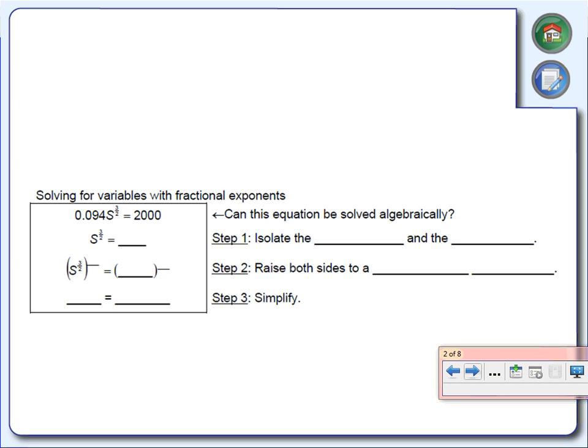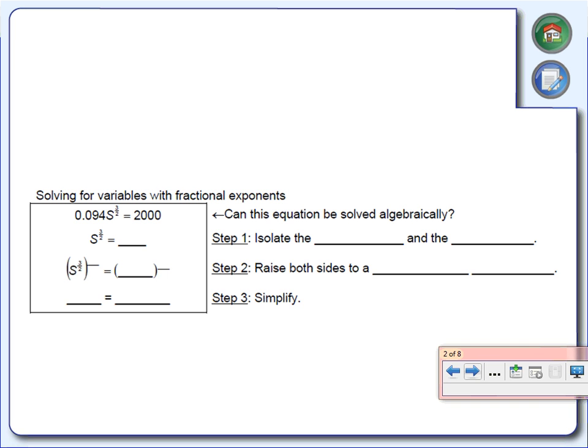Now you can already see that this equation looks different from what we saw yesterday. Yesterday the variable that we were solving for was up in the exponent. Today that's not the case. Today your variable is not in the exponent. Okay? You do have an exponent, but that's not where the variable's at. So here's how we're going to do this.